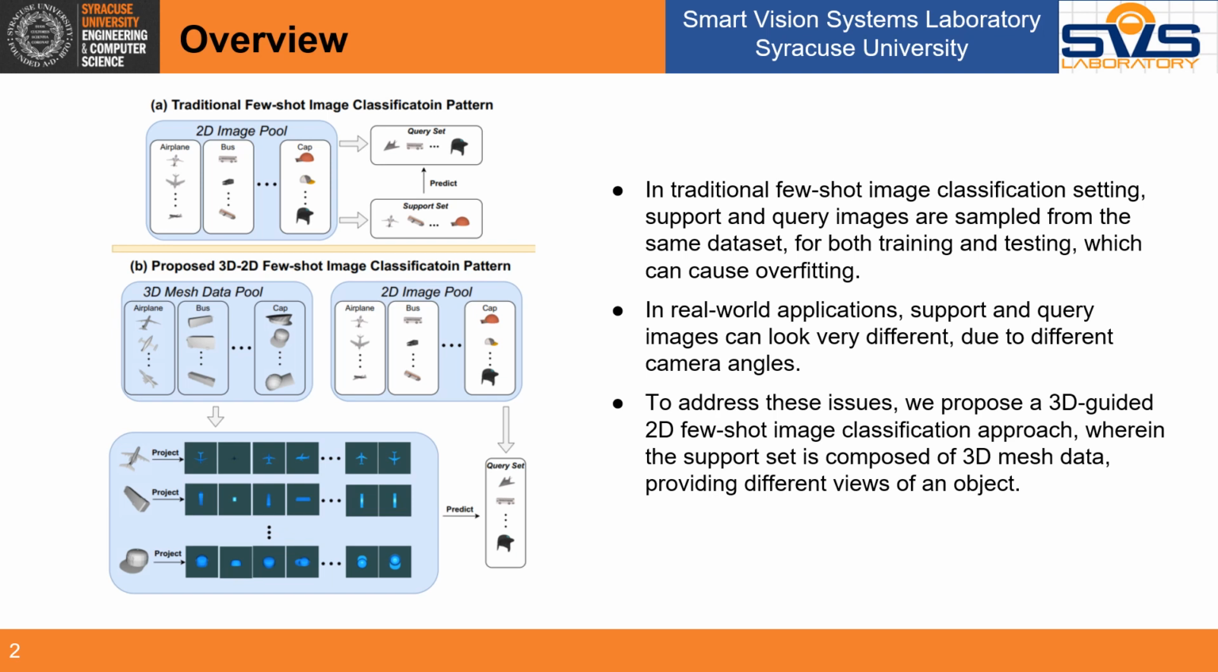However, different from the traditional one, our proposed method uses the projections from the 3D mesh as the support images. You could see here, the projections cover the complete information of an object, and we can make sure that there is always one support image similar to the query image if they belong to the same class.